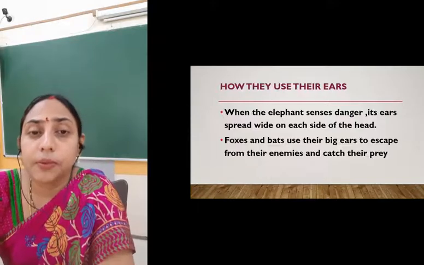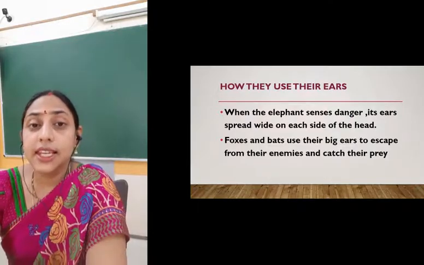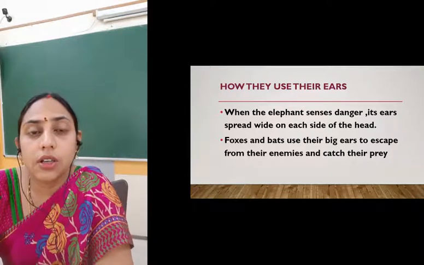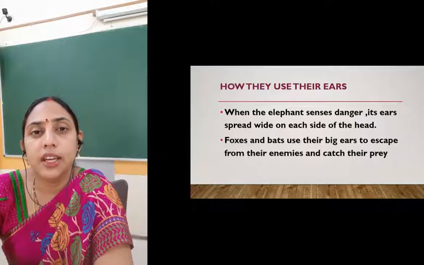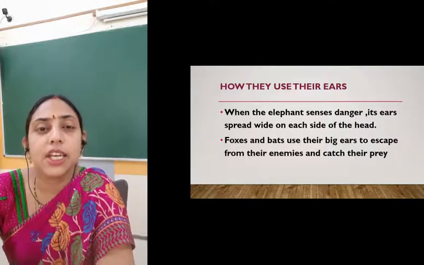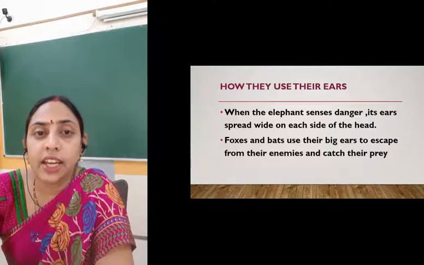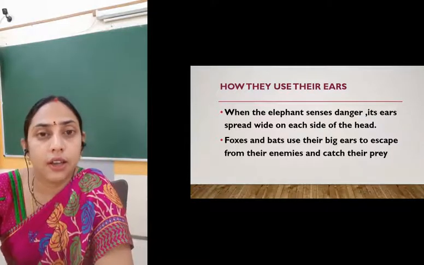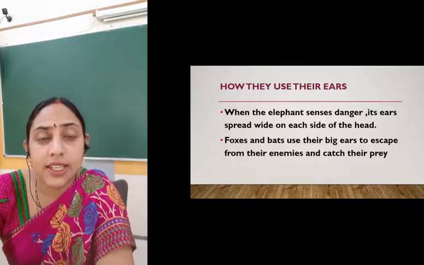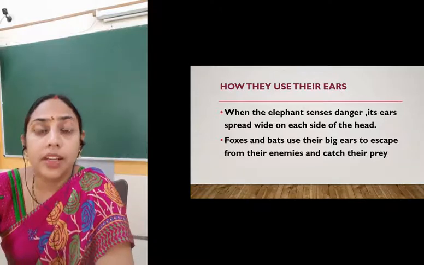The second thing is, with the help of these large ears, they can easily sense the danger. So you might have observed the elephant, when the elephant senses any danger, it makes its ears widespread in all the directions, so that it can capture the different noises or different alerts that are coming from different sides, and it can understand that there is some danger.